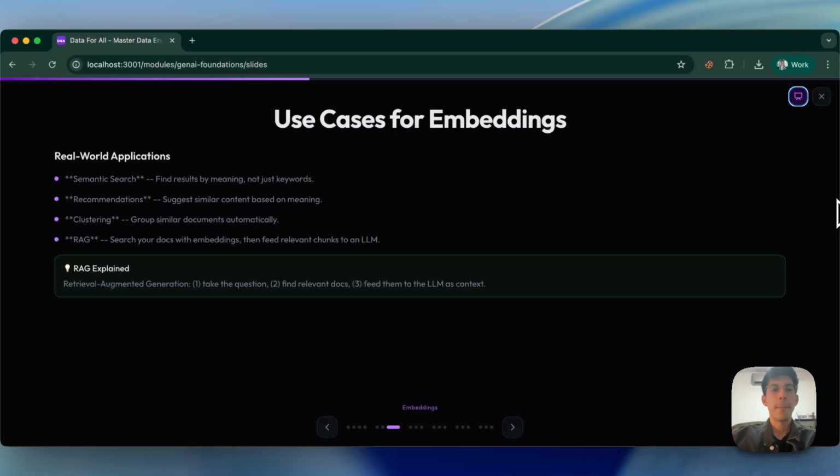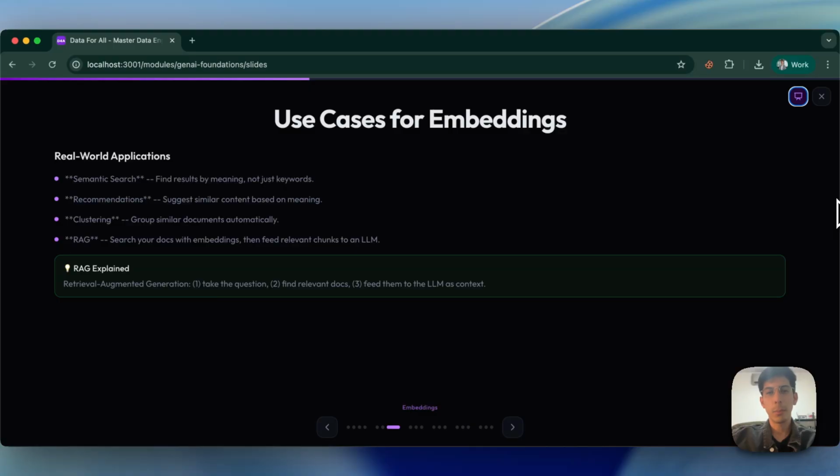So where do embeddings actually get used in the real world? The big three are semantic search, recommendations, and clustering. Semantic search is probably the most common. Traditional keyword search looks for exact word matches. If you search for how to fix a flat tire, it looks for pages containing those exact words. Semantic search using embeddings understands that a punctured wheel means the same thing, even though it shares zero words with your query. Recommendations work the same way.